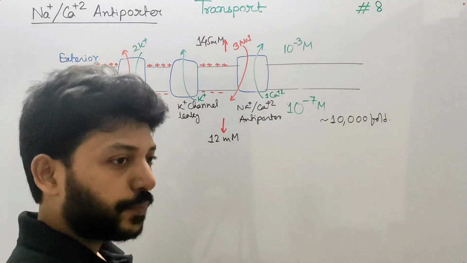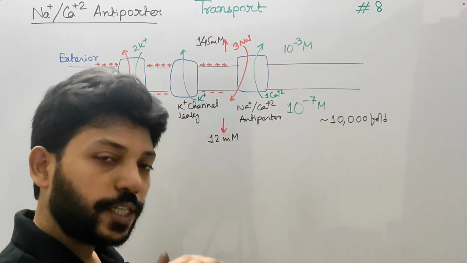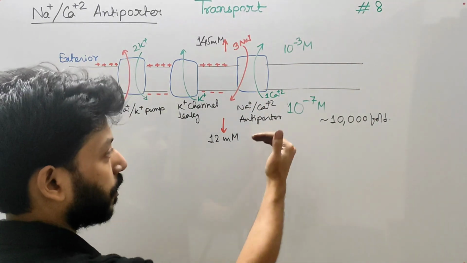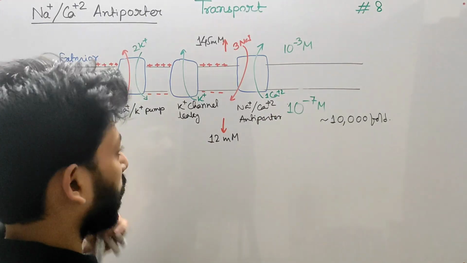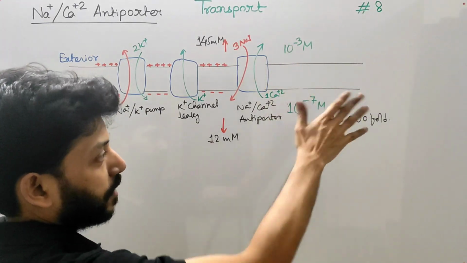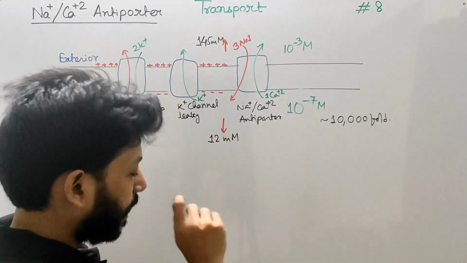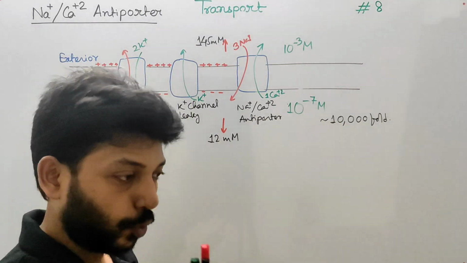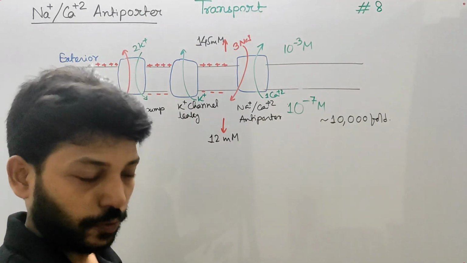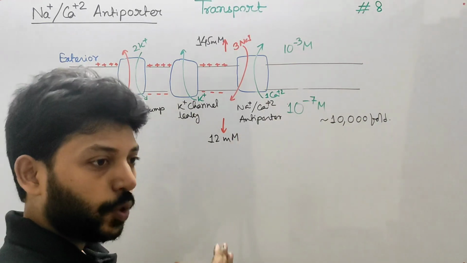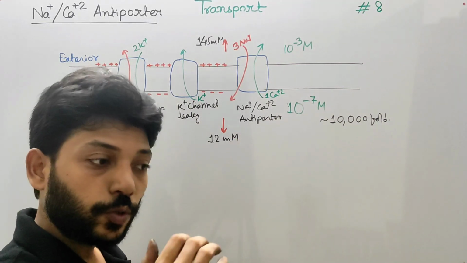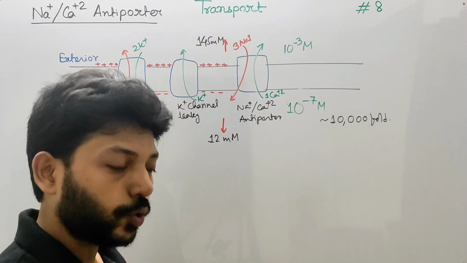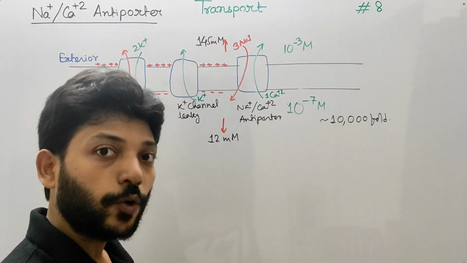So these calciums are kept in very low concentration inside the cell, inside the cytosol. As you can see, there is a 10,000 fold change. Now, I have mentioned that in both the antiporter and symporter cases, these are active transport. So in here, one molecule shows downhill movement, and another molecule shows uphill movement.